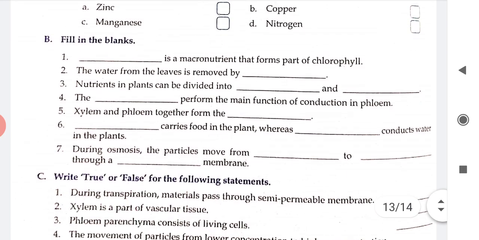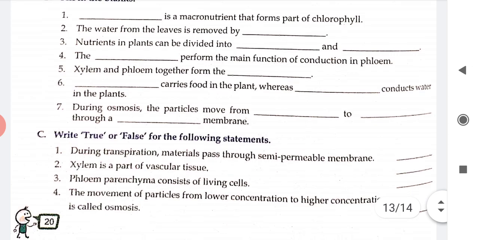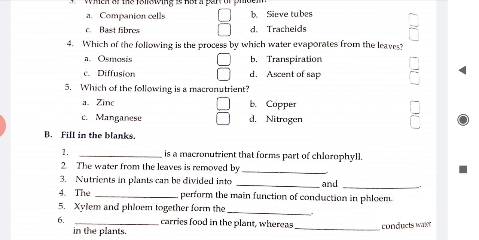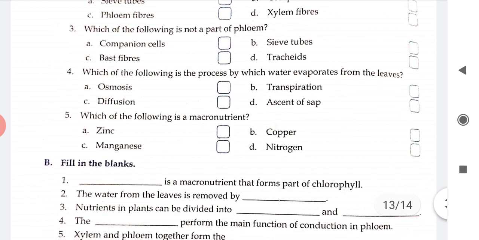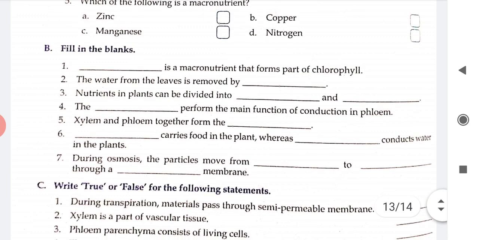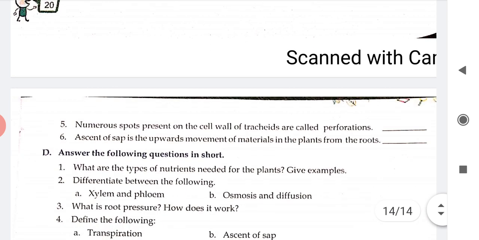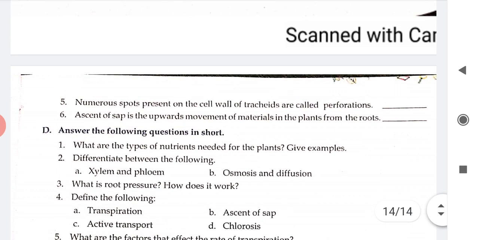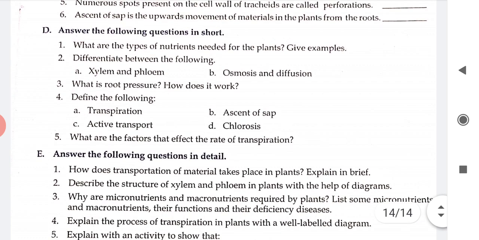Then after you have to do the fill in the blanks and the true or false. Okay, so your assignment work is, yes, tomorrow is Sunday, so you have to go through this multiple choice question, this fill in the blanks, this true or false, and you have to solve the questions. You can see that D is answer the following question in short. What are the types of nutrients needed for the plants, that is micronutrients and macronutrients? You have to give examples of that.